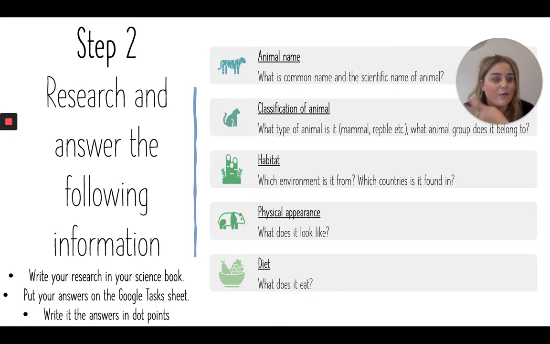So for example, if we look at the lion, you might have the classification of the animal is that it is a mammal. And what animal group does it belong to? It belongs to the big cat family.